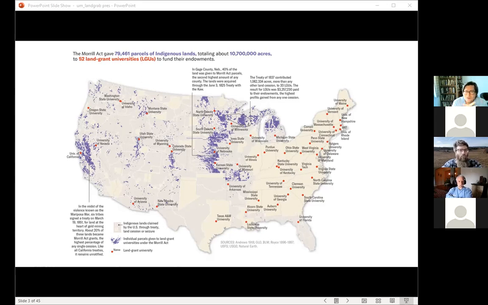And there's more work along these lines coming out, which is all to say that it has recently and only recently become a really exciting time to be thinking about what was until just a few years ago an entirely neglected issue in both the scholarship and in the public memory of land-grant universities.